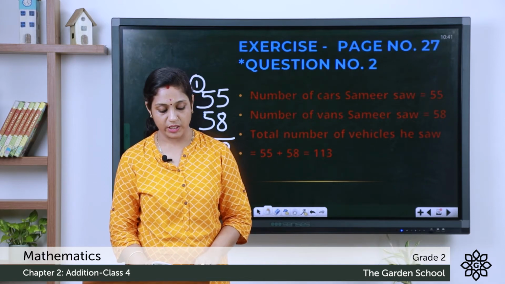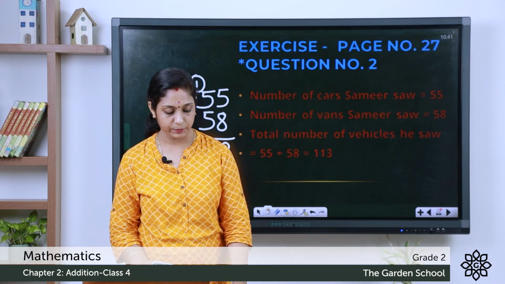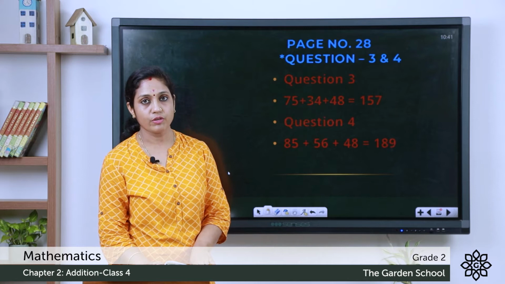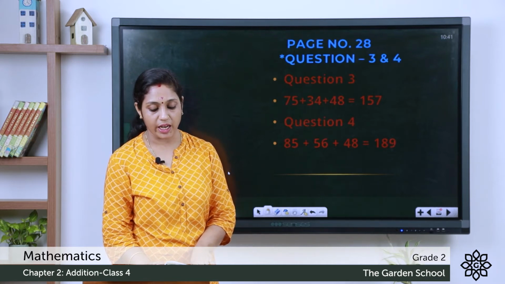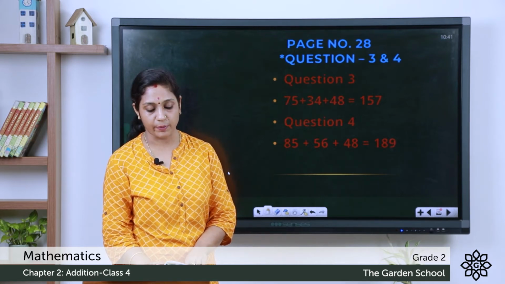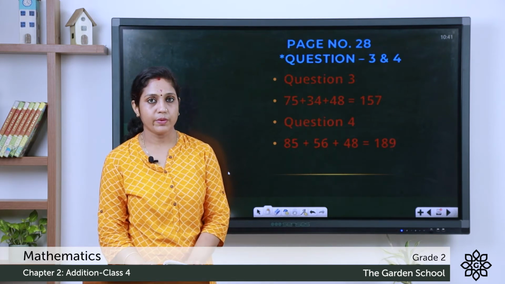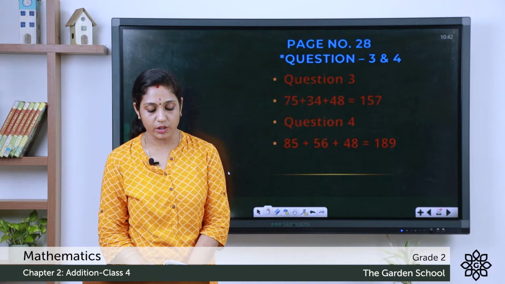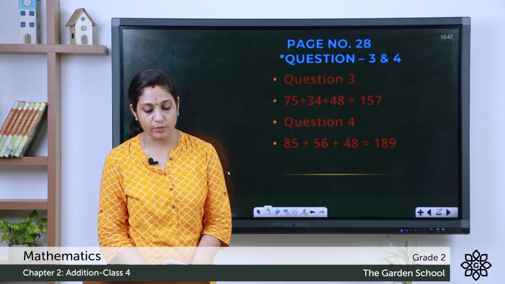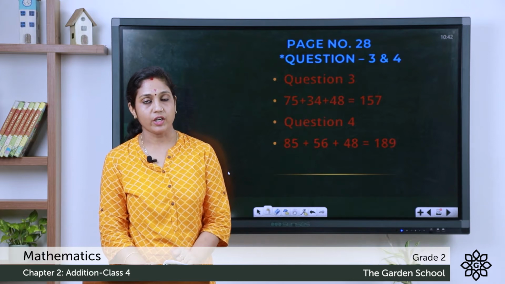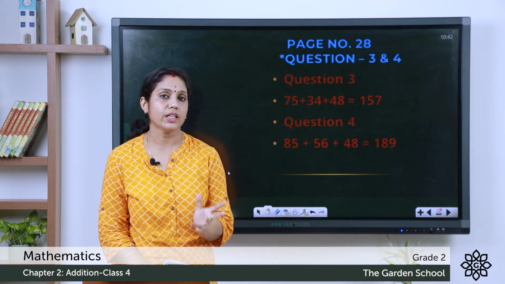Moving on to the next question on page number 28. There are 75 comic books, 34 short story books and 48 science fiction books in a library. How many books are there in all? So in a library, there are 75 comic books, 34 short story books and 48 science fiction books. We have to find out how many books there are in total in the library.